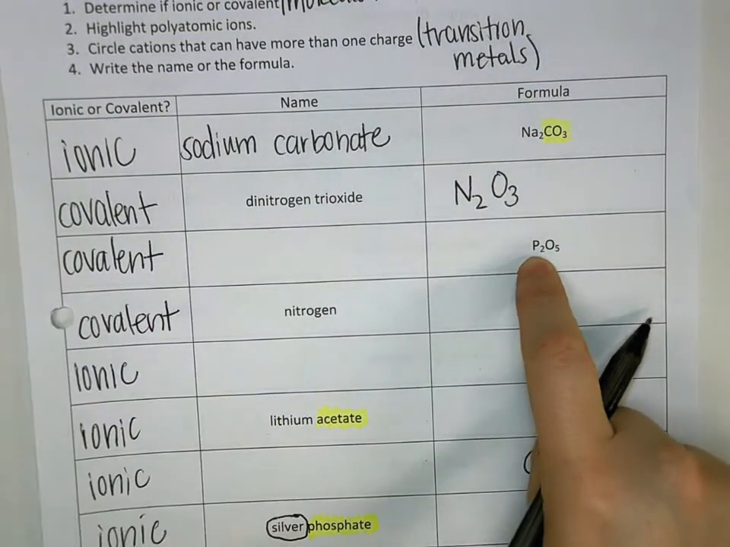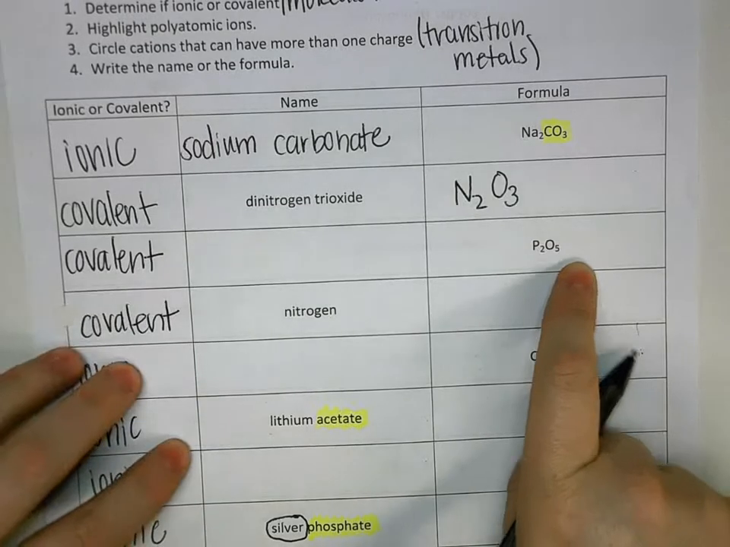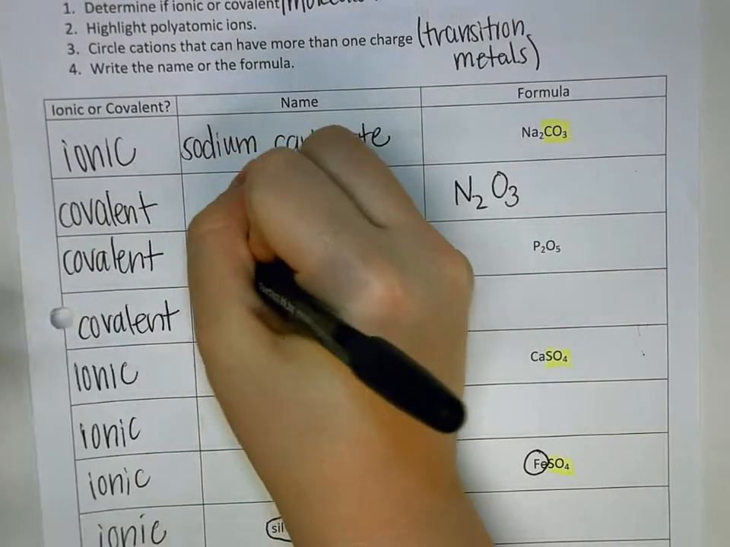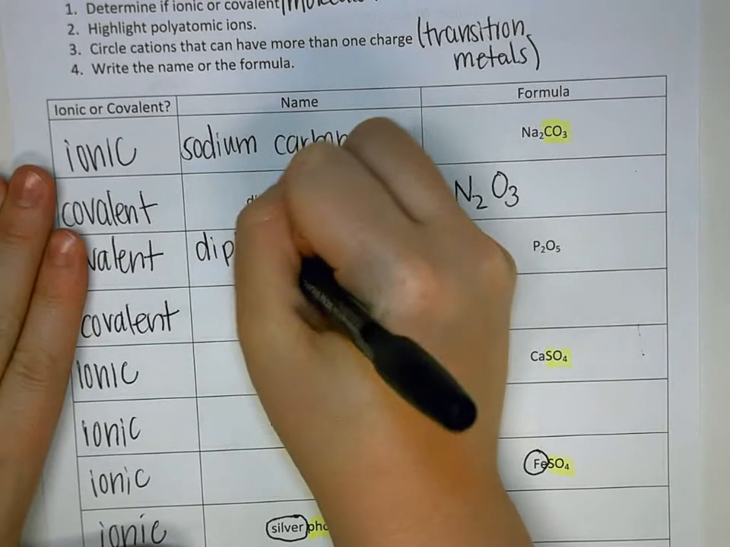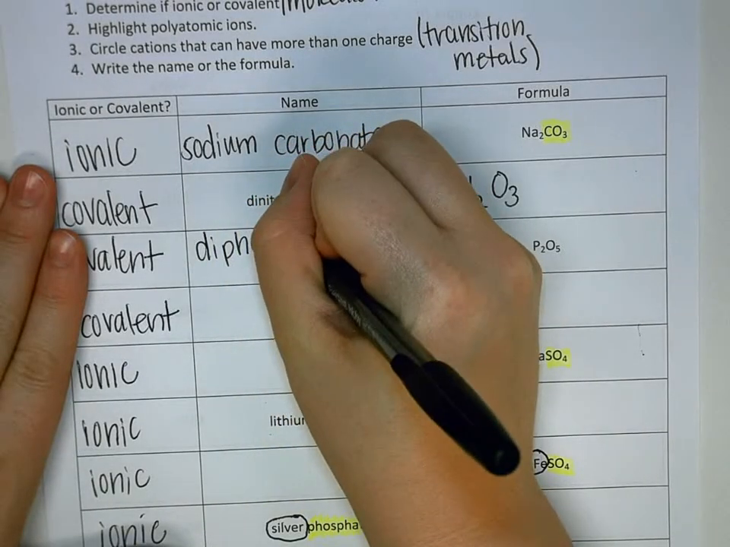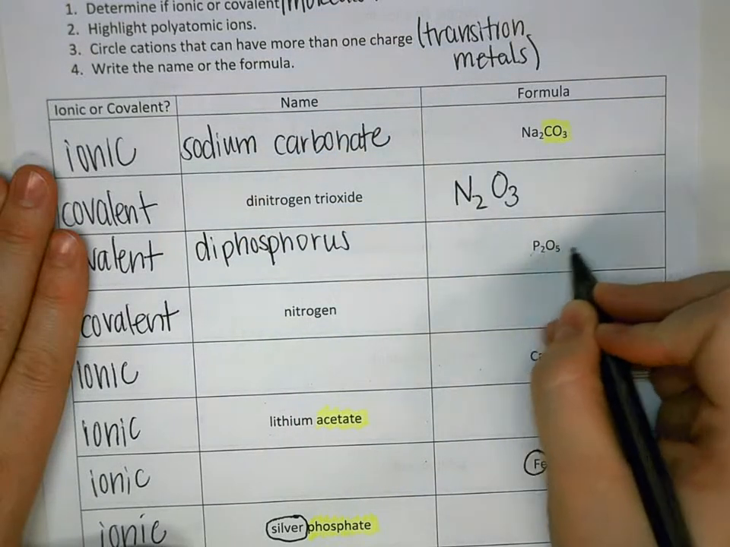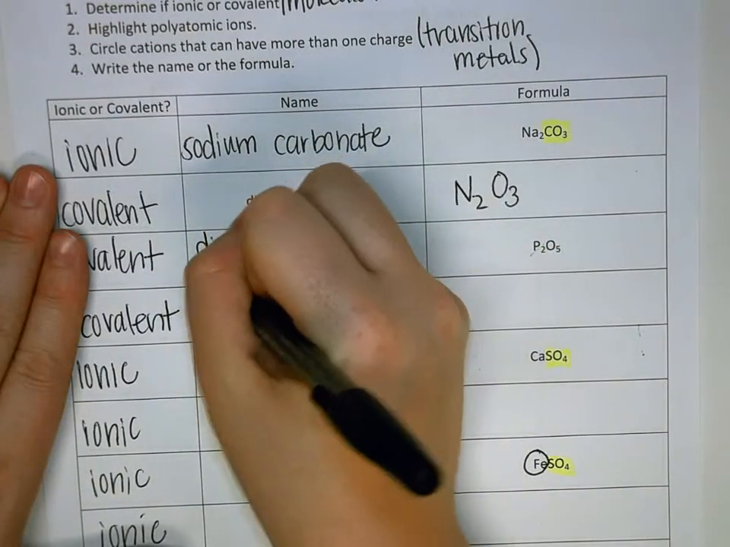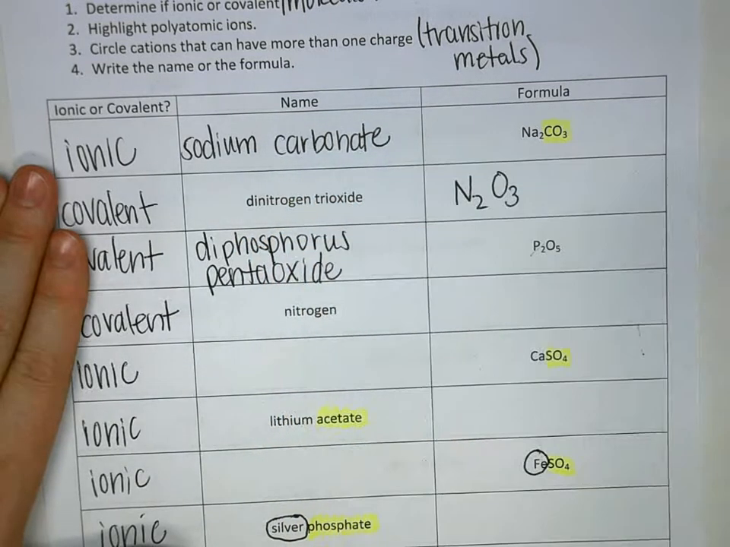Over here, I've got phosphorus and oxygen. So again, oxygen, we got to change to oxide, and I got to use my prefixes. So I've got diphosphorus. So that takes care of that guy. And then I've got penta 5 oxide, pentaoxide.